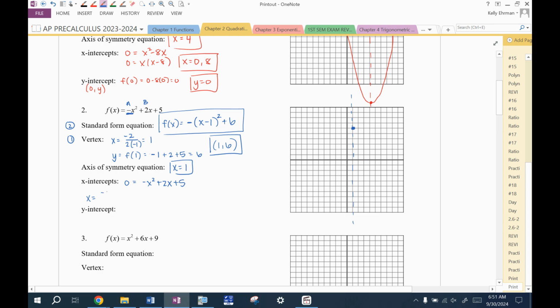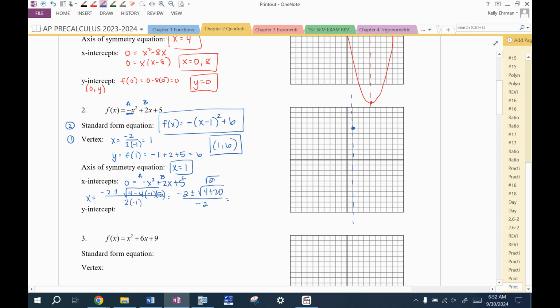So x-intercepts are going to be negative 2 plus or minus the square root of b squared, which is 4, minus 4 times a times c. Remember, it's all over 2 times a, which is negative 1. And then remember, we're not using a calculator on this, so do the math correctly here. So just cover up the 4 that's in front. Negative 4 times negative 1 is 4. 4 times 5 is 20. So this is the square root of 4 plus 20 over negative 2.